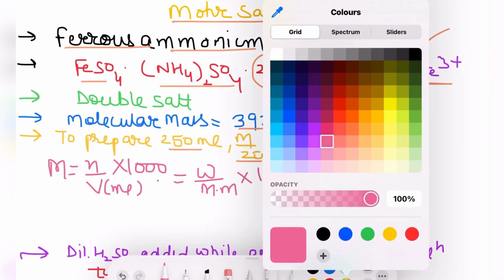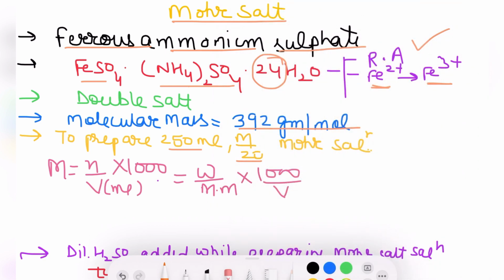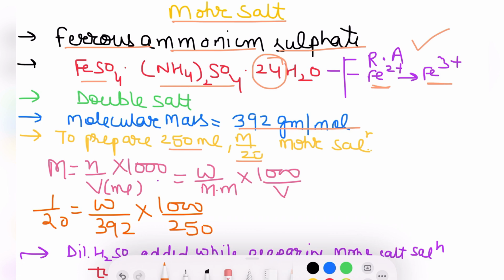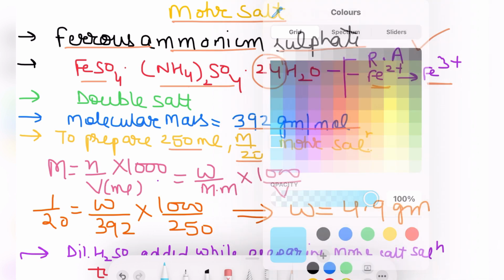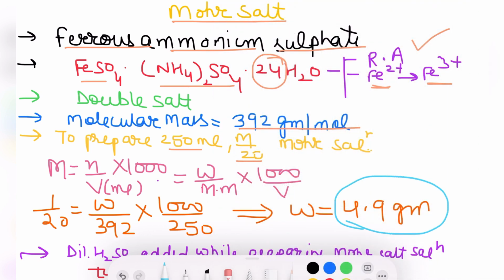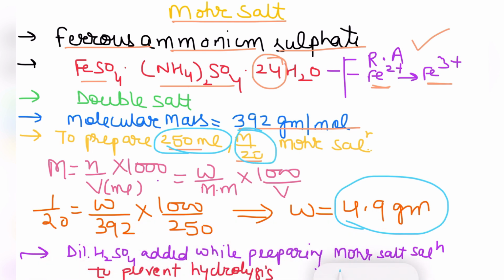Here given mass we have to calculate. Molarity is 1 by 20. Molecular mass is 392, and the volume we have to prepare is 250 ml. By solving this, W is 4.9 gram. It means if you dissolve this 4.9 gram of Mohr salt in 250 ml of water, then the molarity of the resulting solution will be M/20.